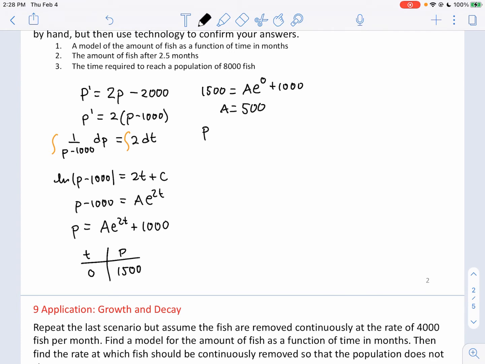And so here's our model finally. P of t is equal to 500 times e to the 2t plus 1,000.